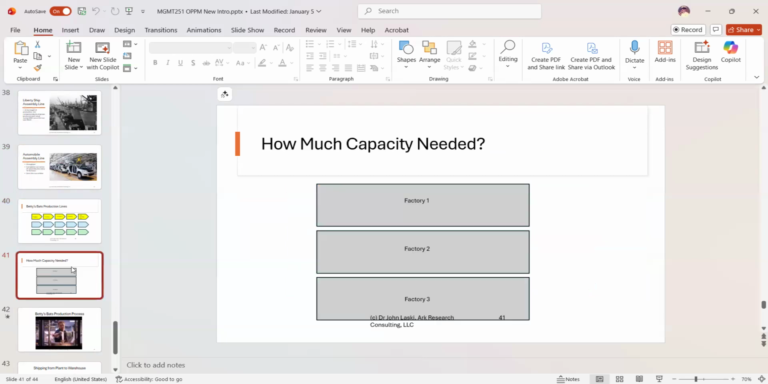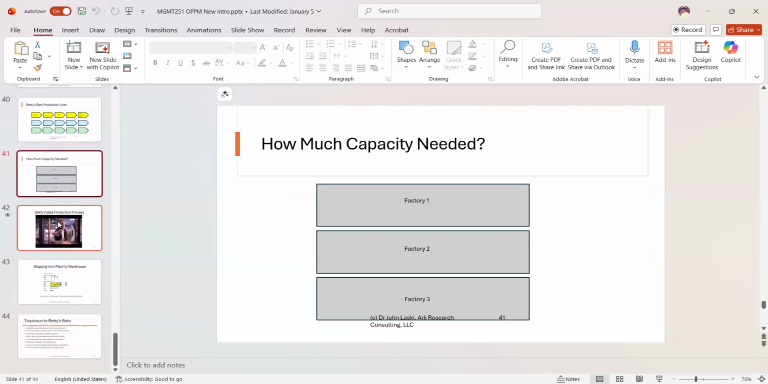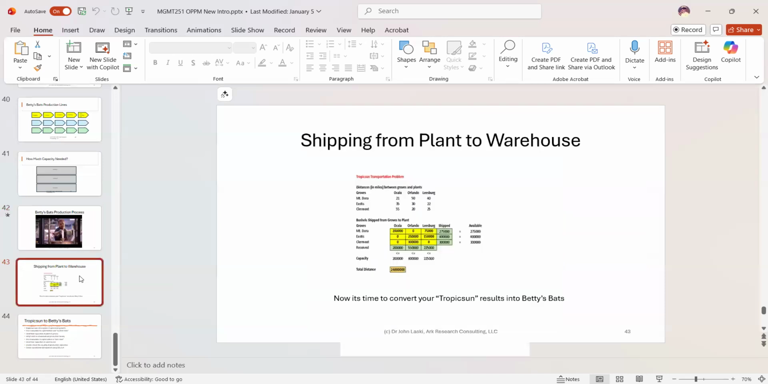We'll also talk about things like capacity, how much is needed. And in the context of Betty's Bats, that's going to be important to us. We'll have a data sheet that'll guide us, but we're going to have to figure some of this out. And then we're going to look at Betty's Bats in terms of what the typical bat making process actually is. And so there's a video, which I'm not going to play here, but we'll be able to look at that.